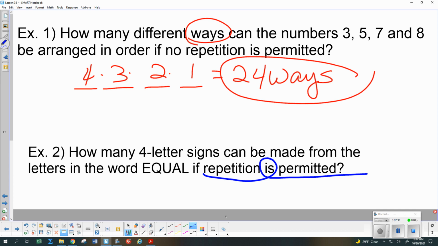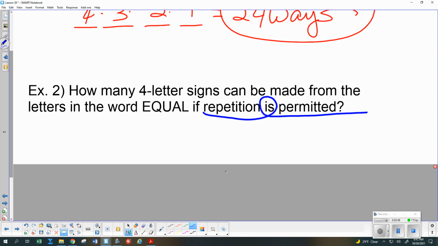Okay, slight change. Repetition is permitted here. So now I'm just typing, but I've only got 4 keys that work on the keyboard. But I can type E over and over and over if I want to. So we want 4 letter signs, so we're not going to use all 5 of them. How many choices, everybody, for the first one? Really? What letters could I choose for the first one? An E or a Q? How many is that? So 5 choices. I heard some 4s for the first one. So 5 choices for the first one.